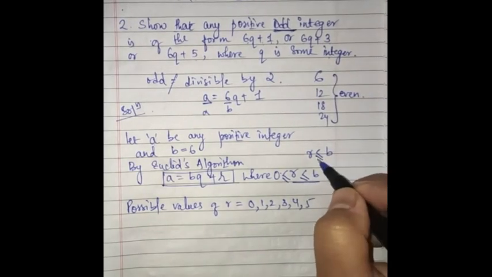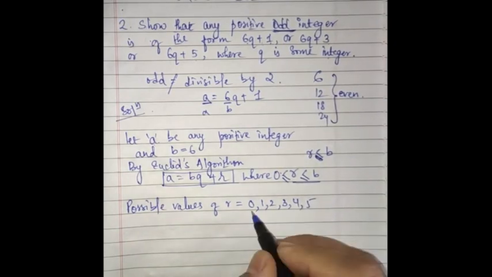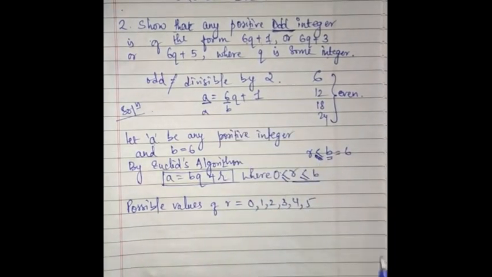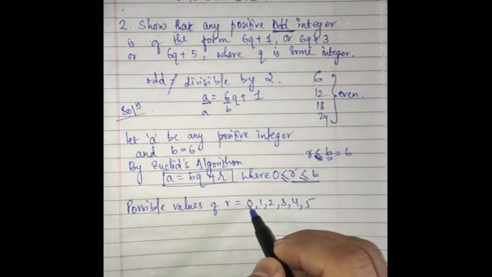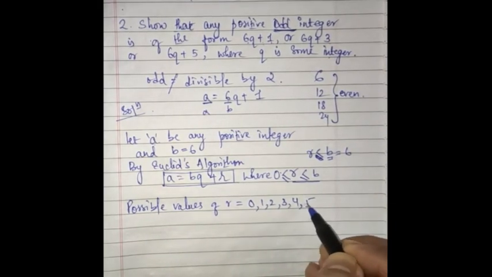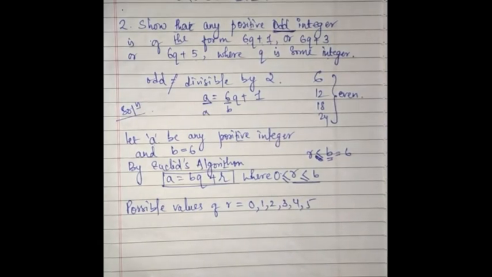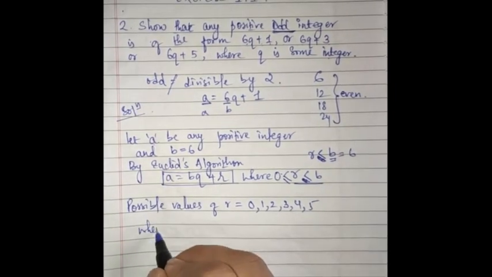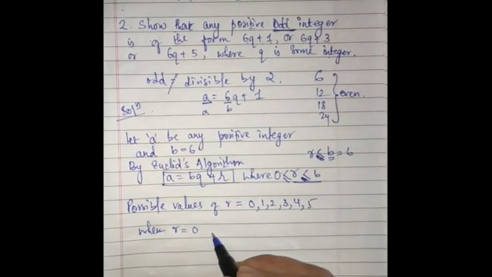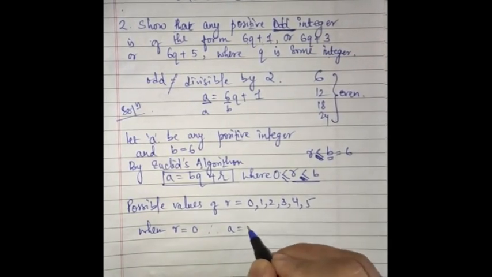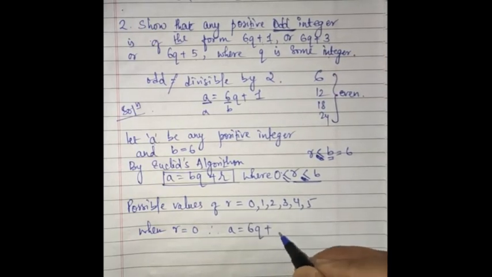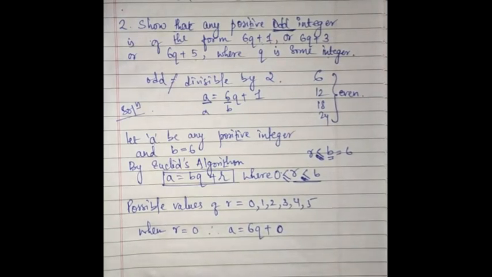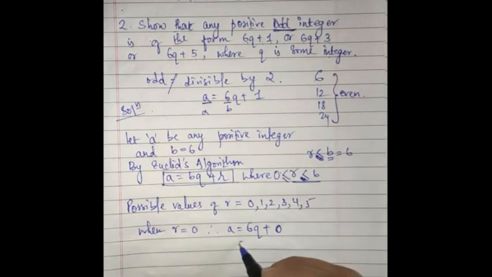Alright, so let us assume only less than B. That means it will start from, what is the value of B? The value of B is 6. So the possible values will be starting from 0, right? 1, 2, 3, 4, 5. Alright, let us assume till that. Okay? So when R is equal to 0, then what should be our condition? A is equal to 6Q plus, in place of R, if you put 0, then it is 6Q.